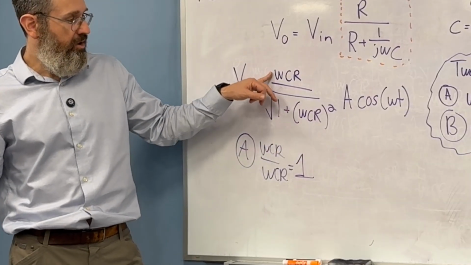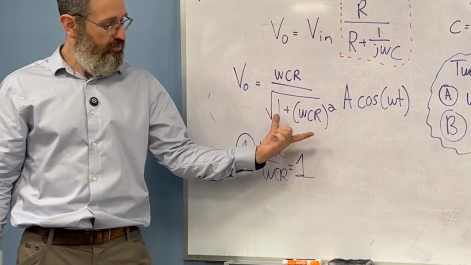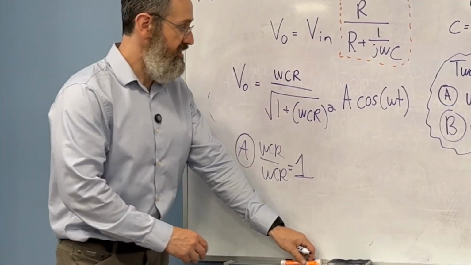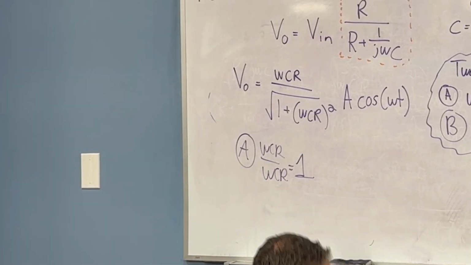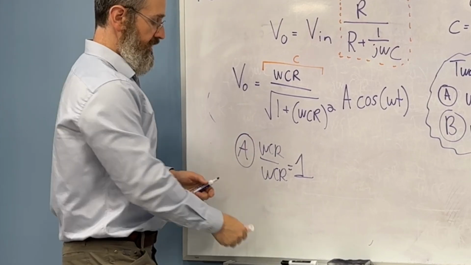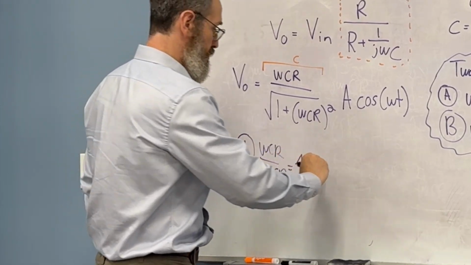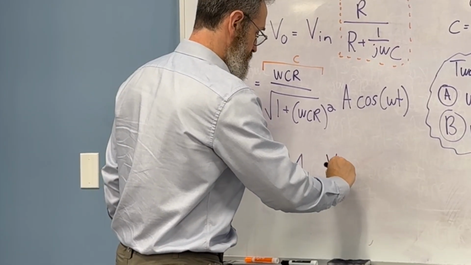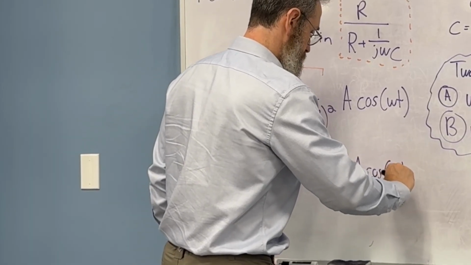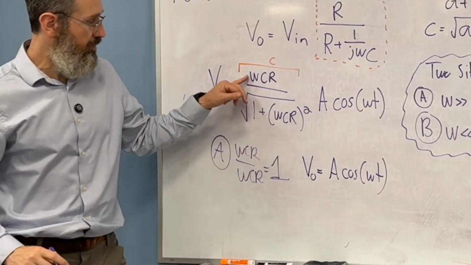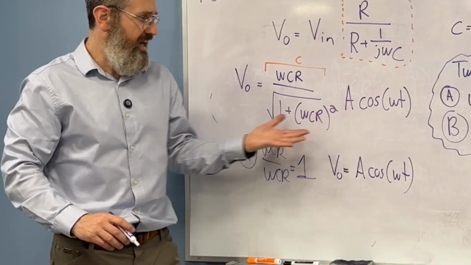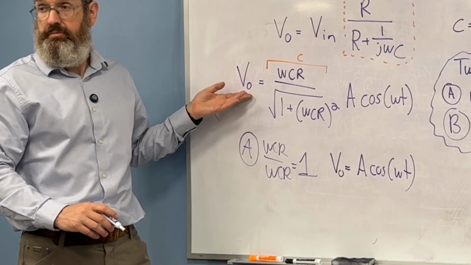So in this case, when W is really big, this term converges to 1. This is the C, so to speak. So that means that in this case, the output, V out, is just going to be A cosine of WT. When W is really big, this becomes 1. And when this becomes 1, well, then nothing happens. It just goes right on through.